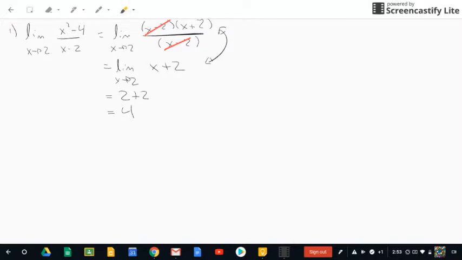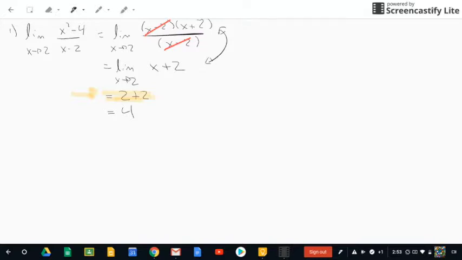I want you to notice that I stopped writing the limit when I actually plugged in, when I took the limit right here. Oftentimes people either stop writing that limit as x approaches 2 too early, or they just keep writing it all the way down here. As soon as you do the substitution, you're done. So don't do that anymore.